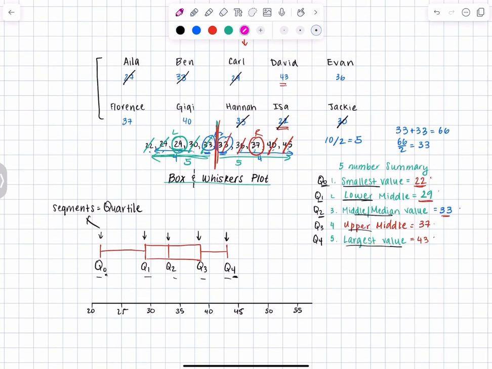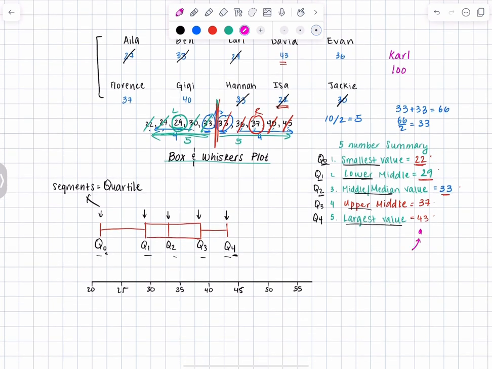So let's say your friend Carl showed up late and he brought 60 pieces of candy, or let's say this time it was 100 pieces of candy. So the data point would be somewhere all the way around here. And that seems pretty off, right? All the data is somewhere around here, and then you have one person all the way over here. So this is called an outlier. When you have outliers, you display them as a point on a box and whisker plot. This would be an outlier.